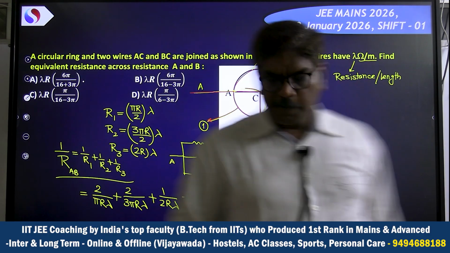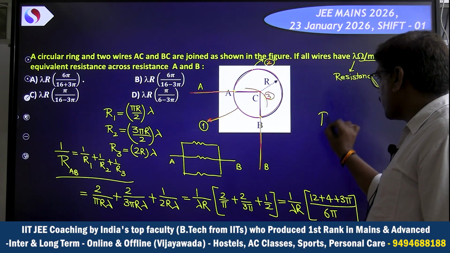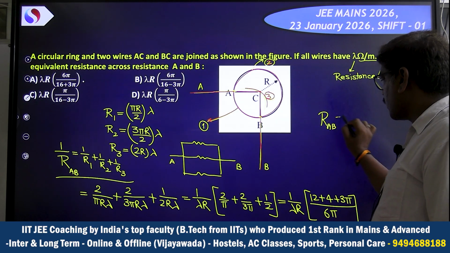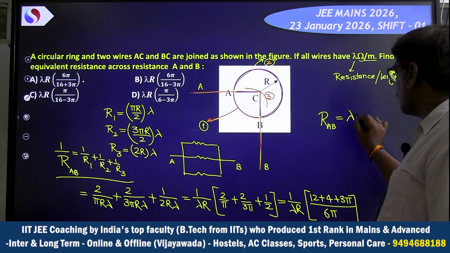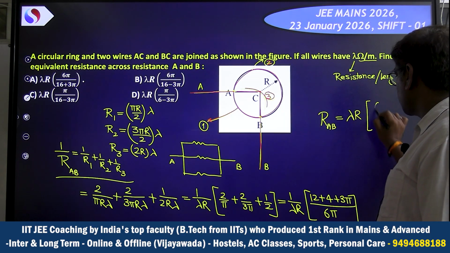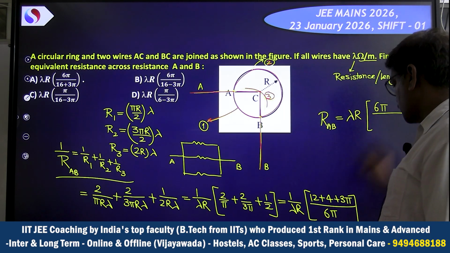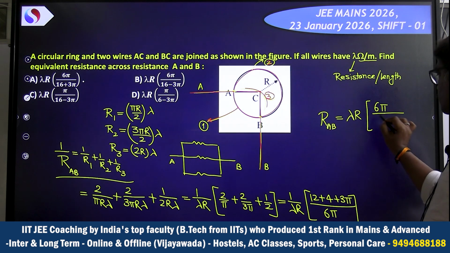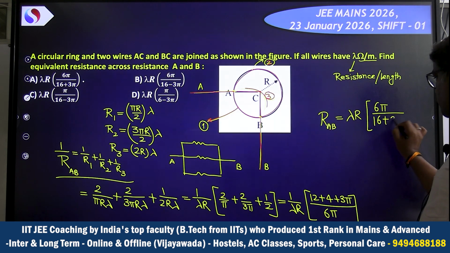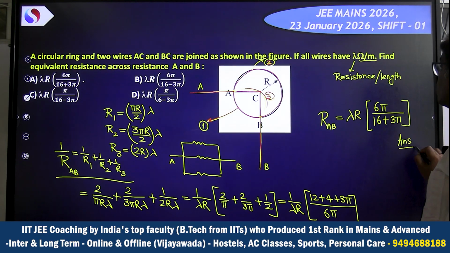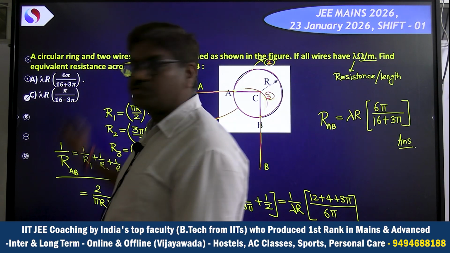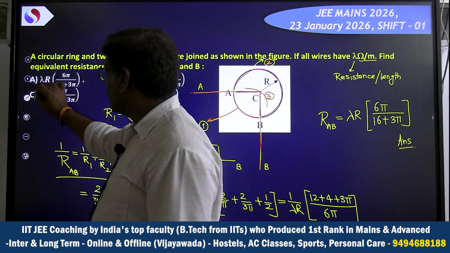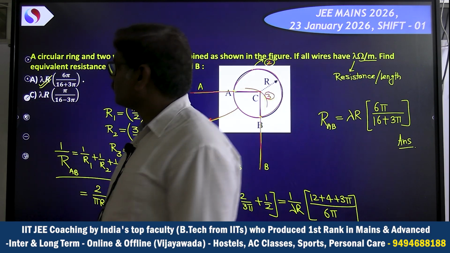Therefore, what is the R across AB? Reverse it. So 6 pi lambda R, upon this total, which is 16 plus 3 pi. That is going to be my answer for this question: lambda R, 6 pi upon 16 plus 3 pi. That will be the answer of this question.